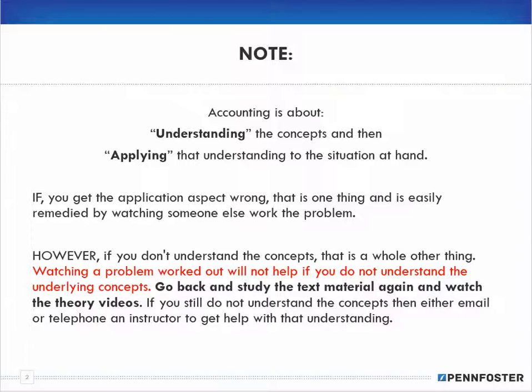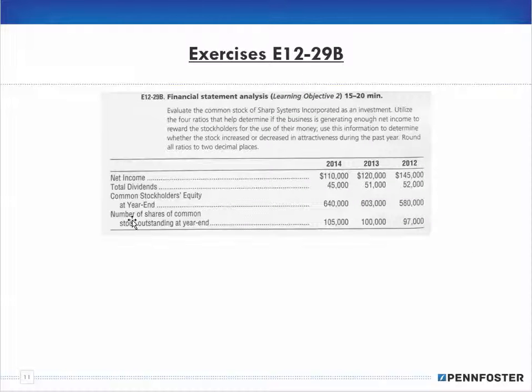Okay, we are working on problem 29, 29B. Financial statement analysis. All right, evaluate the common stock of Sharp Systems Inc. as an investment. Utilize the 4 ratios that help determine if the business is generating enough net income to reward the stockholders for the use of their money.